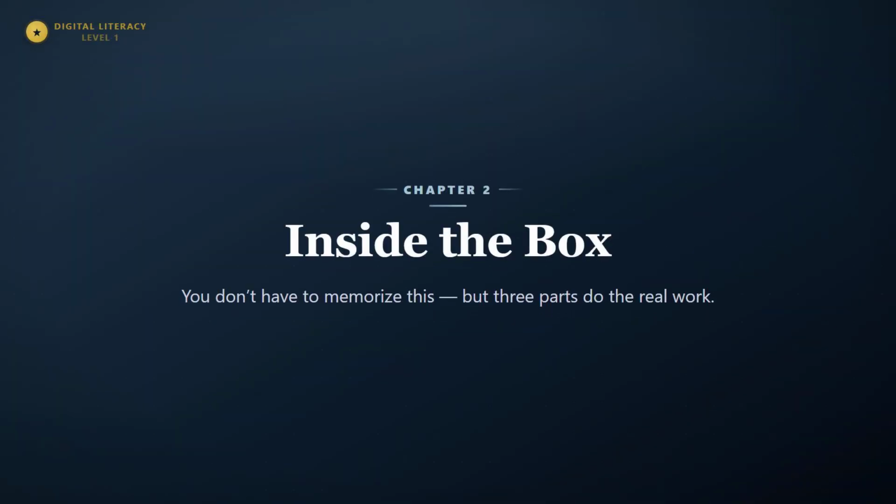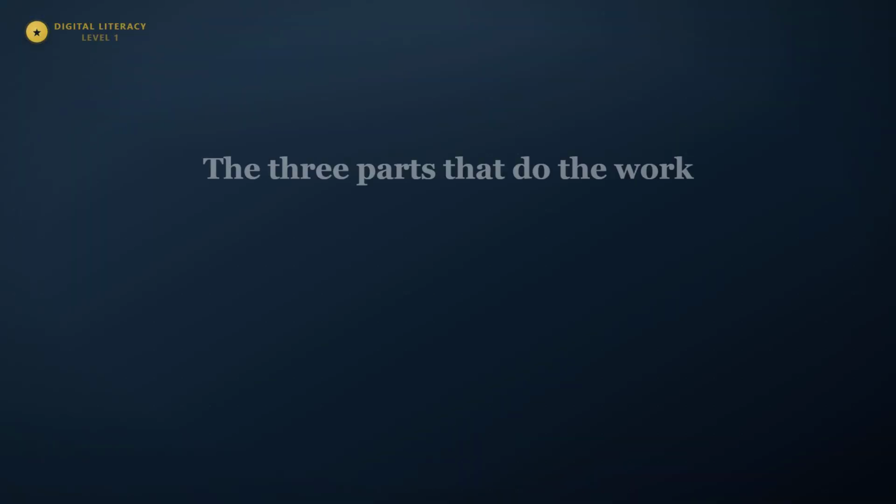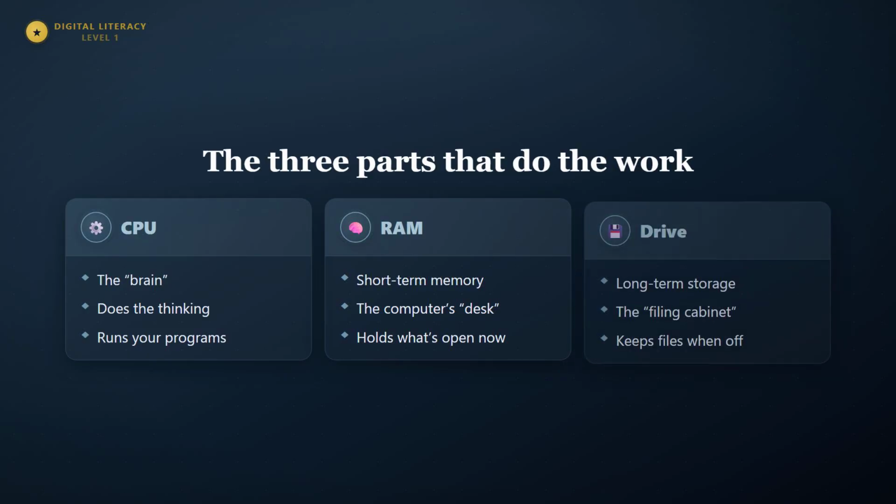Chapter 2, Inside the Box. You don't have to memorize this, but 3 parts do the real work, and knowing their names helps you talk to a store clerk or a repair tech. 3 main parts. The CPU is the brain, the processor that does the thinking and runs your programs. The RAM is short-term memory, the computer's desk space holding whatever you're working on right now, and the drive is long-term storage, the filing cabinet that keeps your files, photos, and programs even when the power is off. Brain, desk, filing cabinet.